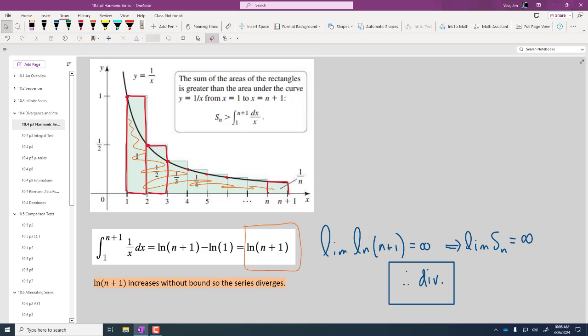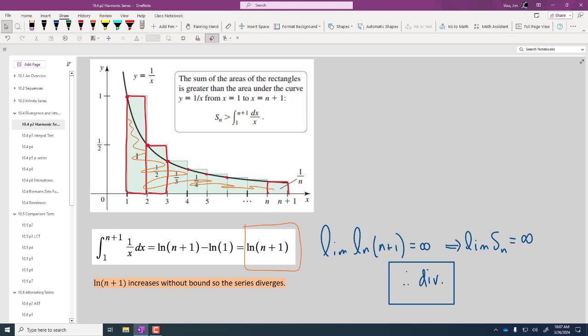Any questions on that? Yeah? It would also work to find a series that is greater than S sub n and does converge. So if we had it the opposite way, if we had a convergent series and we say, well, it's less than that. Yes, 100%.